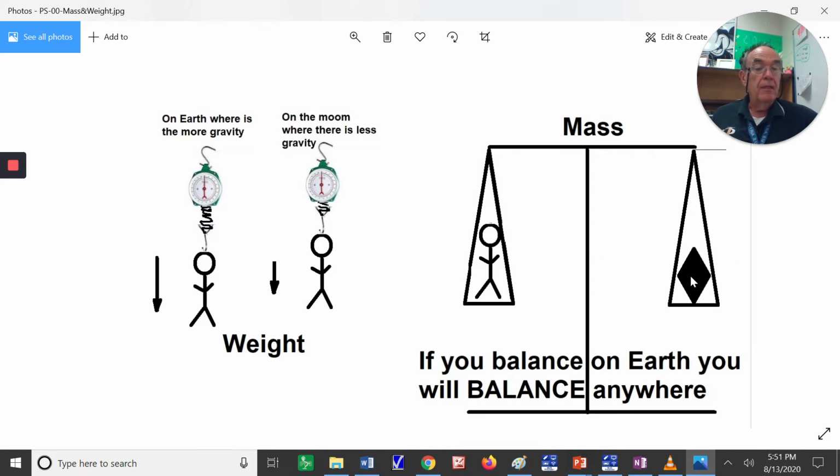So on our balance beam, these would be the weights that we slide around. So whatever we're trying to find the mass of, we move the weights around until they balance. Okay, and again, gravity measures how much weight pulls you down. So on the Earth, where there's more gravity, you would be pulled down harder than if you were on the moon.